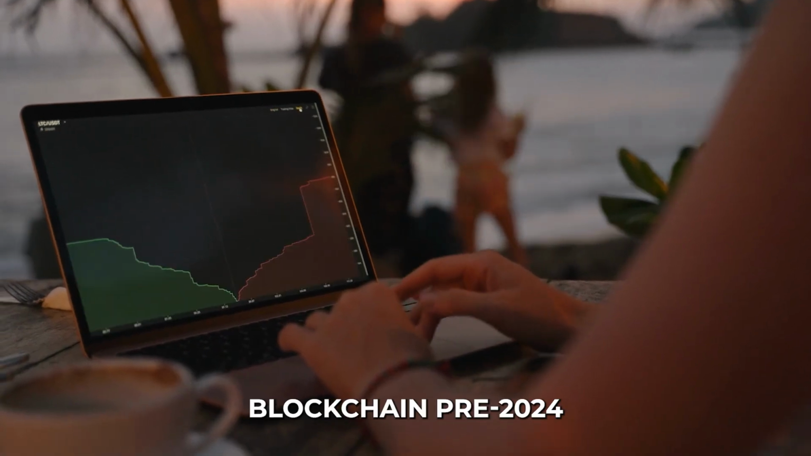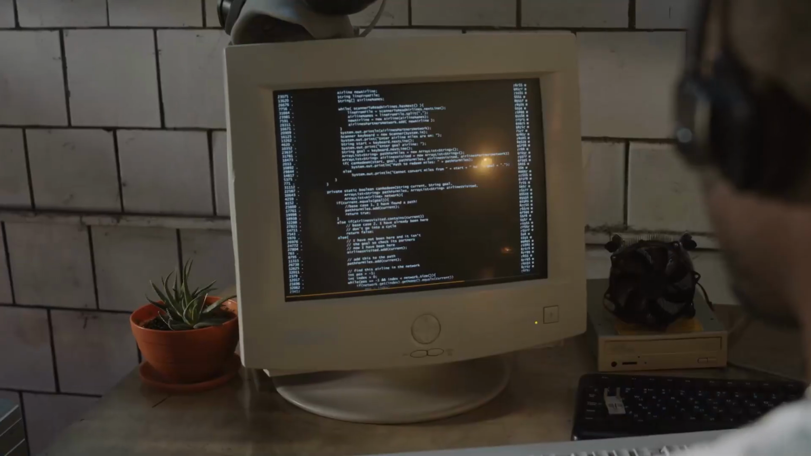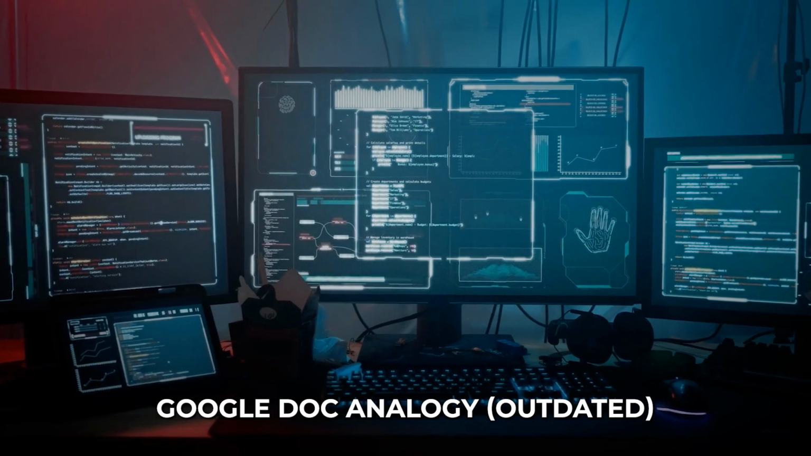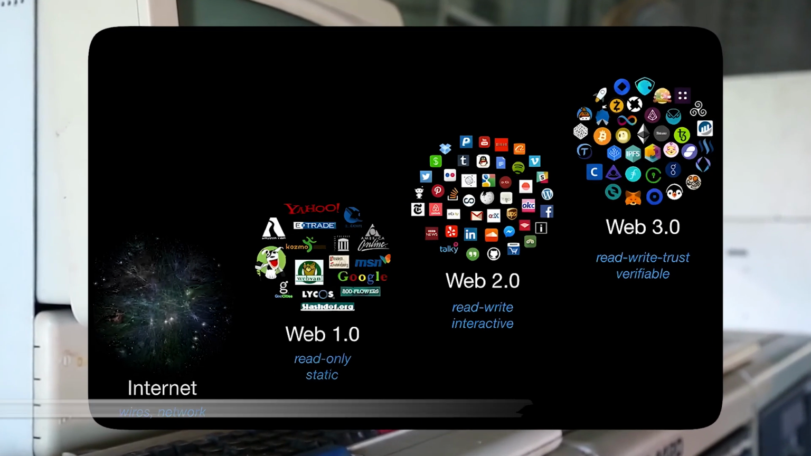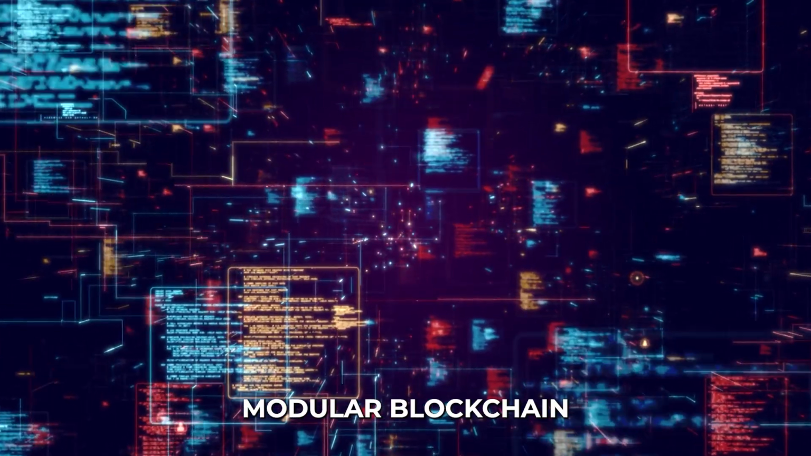If you read a blockchain tutorial written before 2024, it probably explained the technology using the analogy of a shared Google Doc or a chain of digital blocks. While fundamentally true, that explanation is dangerously outdated for understanding how modern Web3 actually operates.